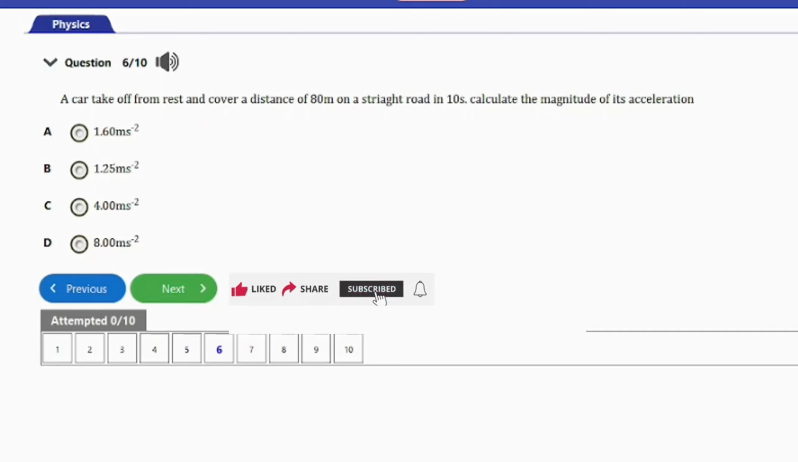So guys, the next question we have here is question number 6. It says, a car takes off from rest and covers a distance of 80 meters on a straight road in 10 seconds. Calculate the magnitude of its acceleration. So guys, for this question here, we are going to calculate the magnitude of the acceleration of this car.